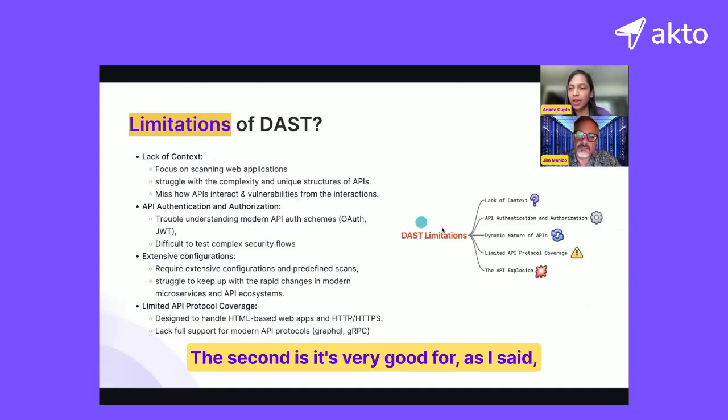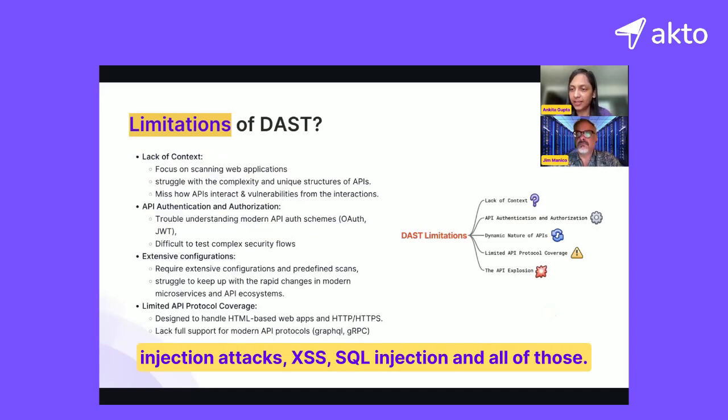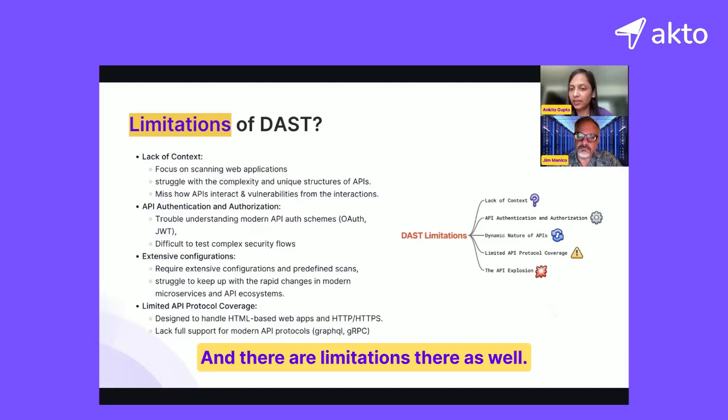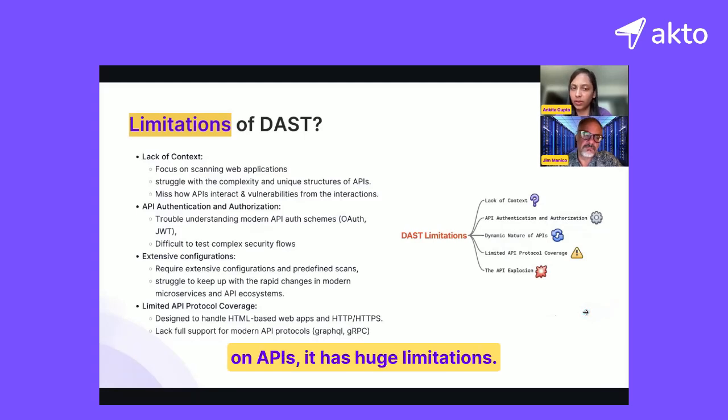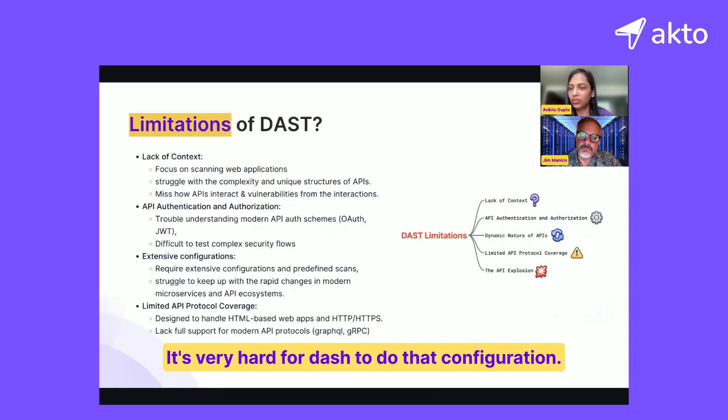The second is it's very good for, as I said, injection attacks, XSS, SQL injection, and all of those. But there are limitations there as well. If you really want to do authentication, authorization testing, or any kind of sophisticated testing on APIs, it has huge limitations. You won't be able to do it. It won't be able to understand API auth schemes such as JWT, OAuth, if it's behind social login and stuff like that. It's very hard for DAST to do that.